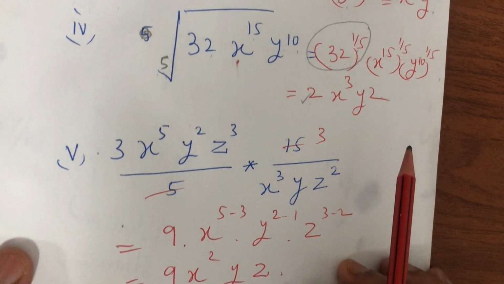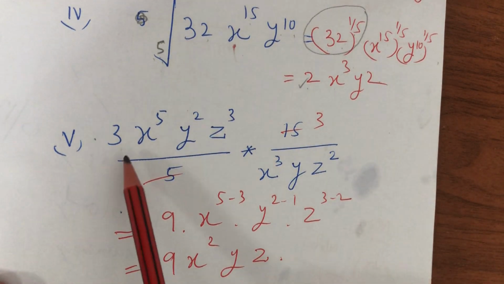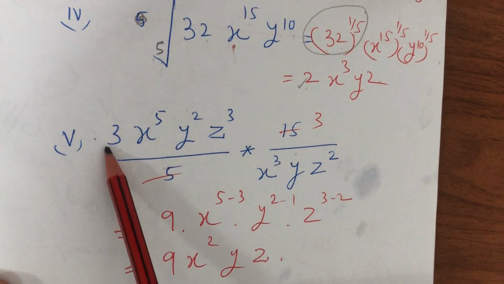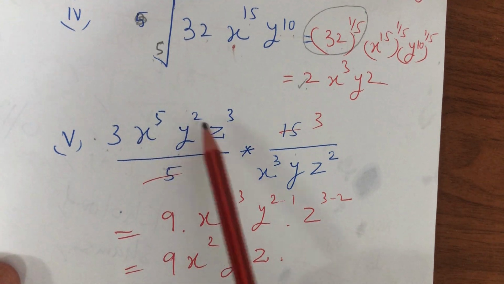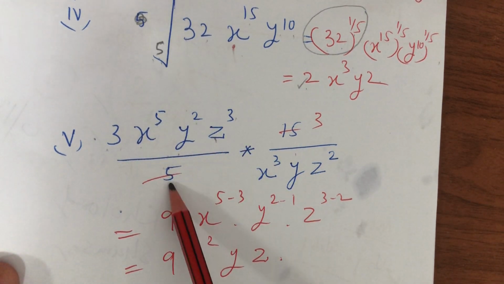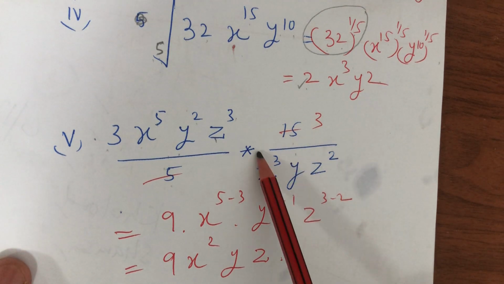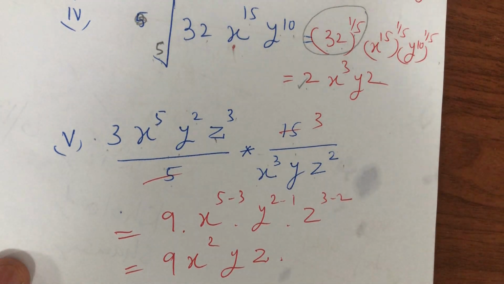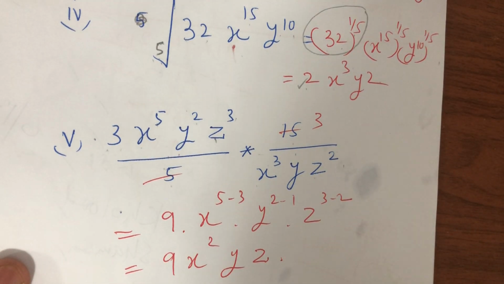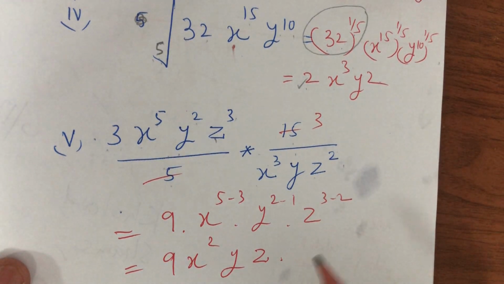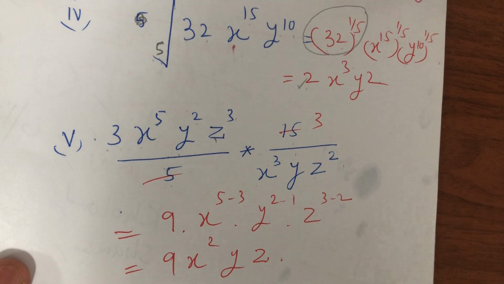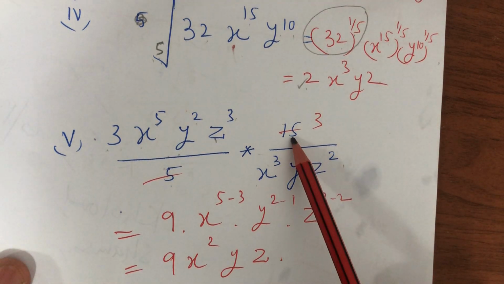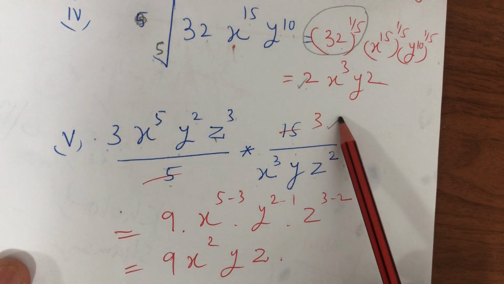See this. There are two fractions. 3 x power 5 y squared z power 3 divided by 5, multiply 15 divided by x power 3 y z squared. Here we use many calculations: multiplication, division and indices. This 15 is divided by this 5, we get 3.